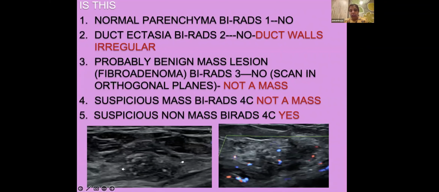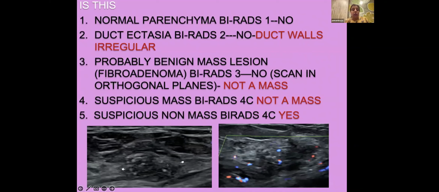Next, is this a probably benign lesion, BI-RADS 3, fibroadenoma? Well, if you see only this, that is where we go wrong. Like Dr. Pasna said, in 2 orthogonal planes. You always have to scan in 2 orthogonal planes. So this was one plane, but the minute you rotate the probe, you see that it elongates. Elongation means that if you're still seeing something, it's in ductal distribution. It is not a mass lesion, firstly, and you never scan only in one plane.